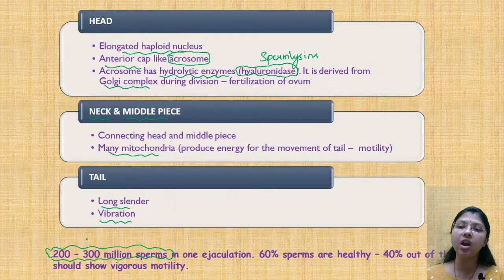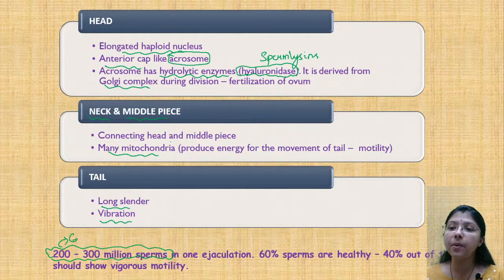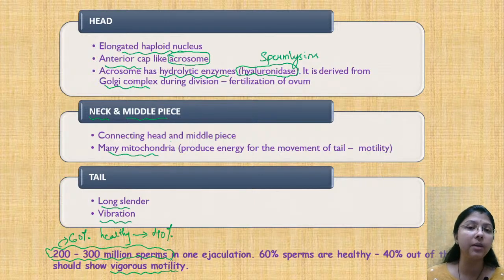Out of all these 200 or 300 million sperms that are formed, 60% are healthy sperms, right? And out of the 60% healthy sperms, 40% should show vigorous motility. Vigorous motility means they should move at great speed. If not, the immune system cells of the female reproductive tract might attack and kill them. So it is very important. You always have to remember that of all the sperms produced, 60% are healthy, and of those healthy sperms, 40% should show vigorous motility, which helps them reach the egg and increase the chances of fertilization.